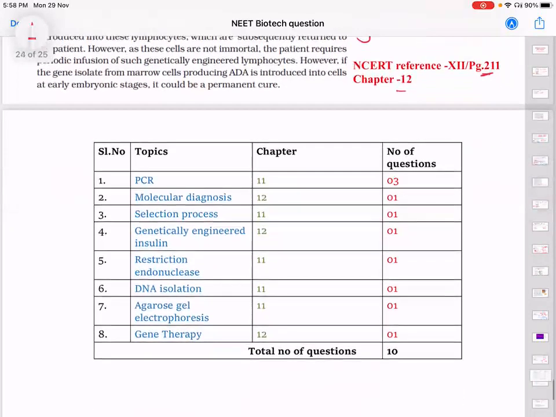So I think this table will give you the concepts from which the questions have come. You have a topic, chapter, and number of questions. PCR has got 3 questions, from chapter 11. Molecular diagnosis has got 1 question. Selection process, insertion and activation, has got a question. Genetically engineered insulin has got a question. Restriction endonuclease has got a question. DNA isolation has got a question. There is chilled ethanol, agarose electrophoresis, gene therapy. So almost all the important topics of these 2 chapters are covered in the 2021 paper.